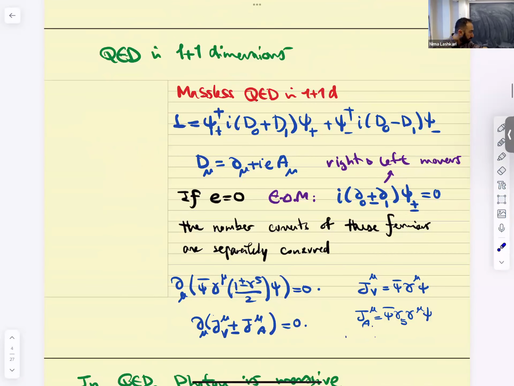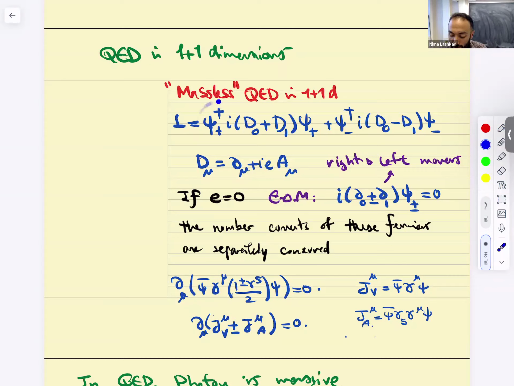As an example of this, we discussed QED in 1 plus 1 dimensions, massless QED in 1 plus 1 dimensions. Now the term massless needs to be put in quotes. Do you remember why? Yeah, that's right.